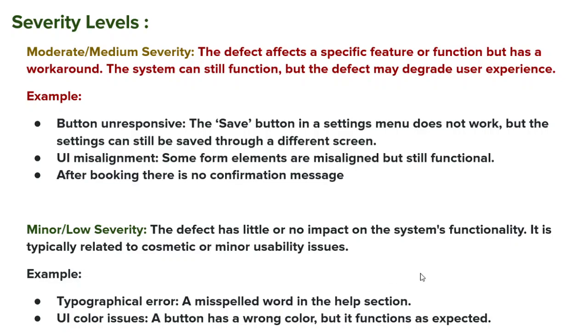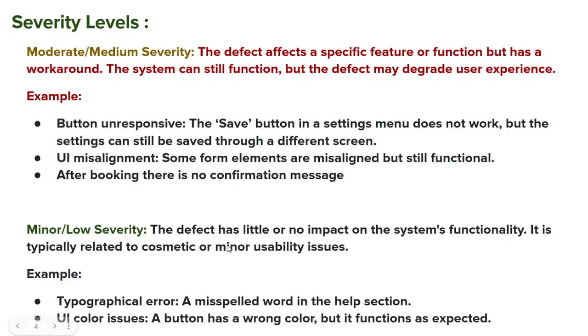On the website we have a help section, and in that help section there is one spelling mistake in one of the paragraphs. It has very low impact on the overall user experience because the probability of users going to the help section and reading all the content is very low. And even if there is a spelling mistake, it does not have any major impact on the overall system functionality.